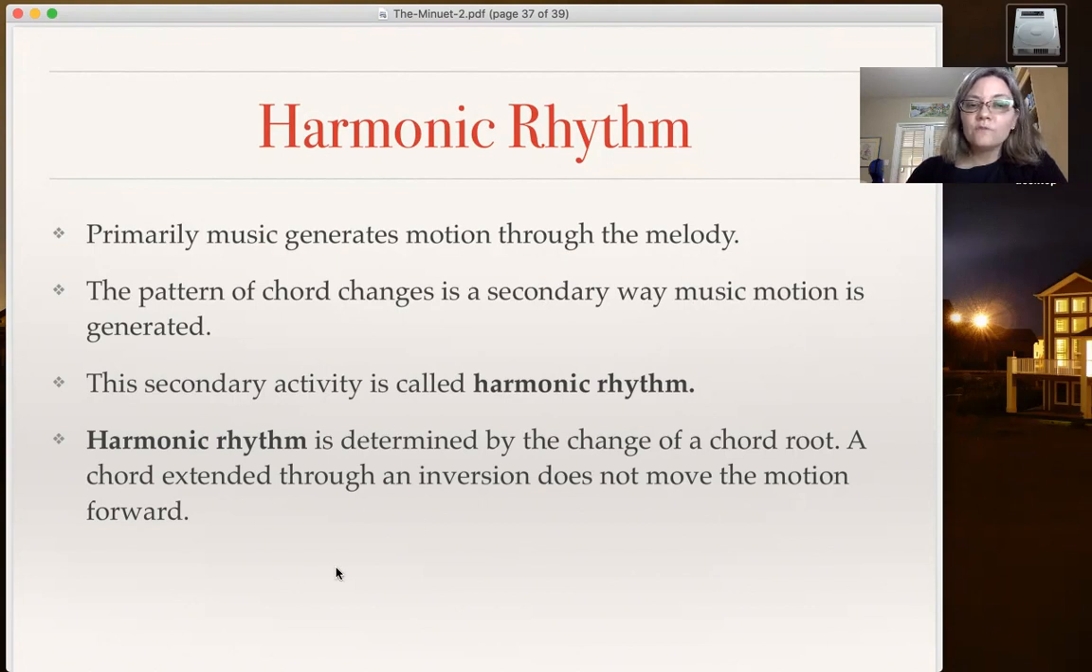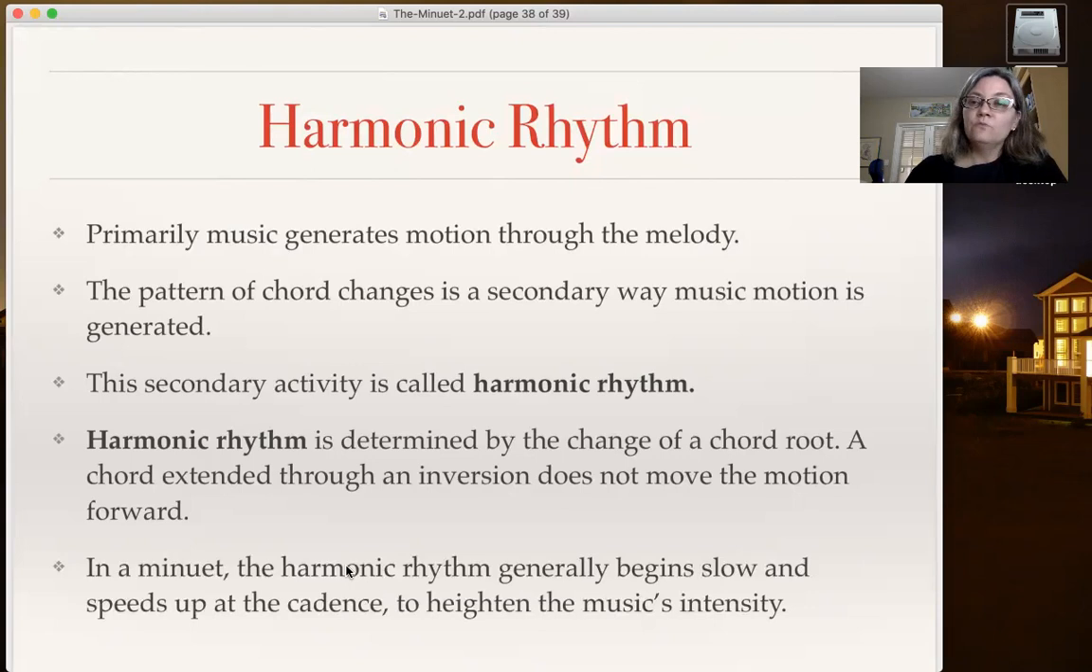So harmonic rhythm is determined by the changes of the chord root, right? So if you notice from what we were writing before, you could go from a first inversion to a root position or a root position to a first inversion, the root of the chord remains the same. So that means that there's still a holding, your ear recognizes that as the same chord, but once we change the root, then that creates the motion. So if we're holding and then we're holding and then we move very quickly, that is what helps move the motion forward.